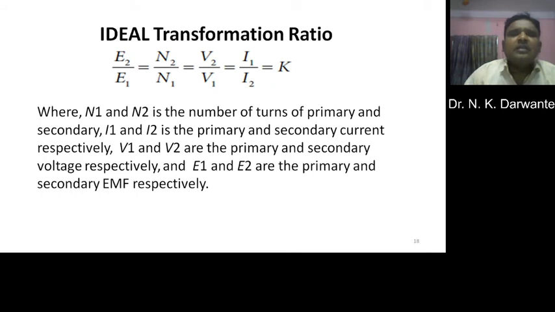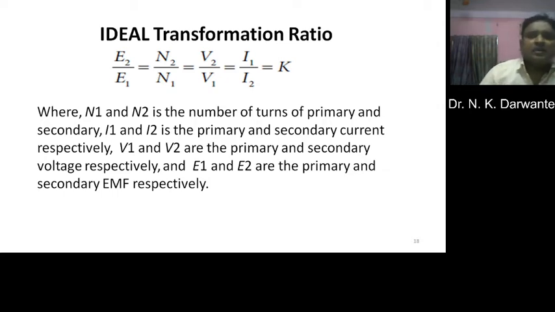Then see the k: normally in the numericals we have to use the ideal transformation ratio, how the transformer action takes place, and for solving the examples we have to find the value of this ratio, that is k.